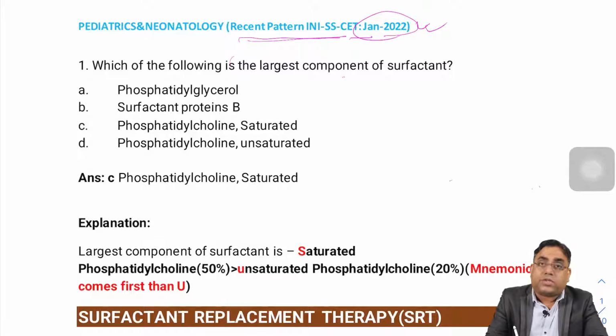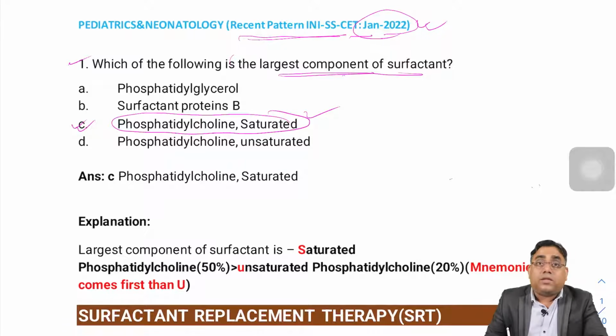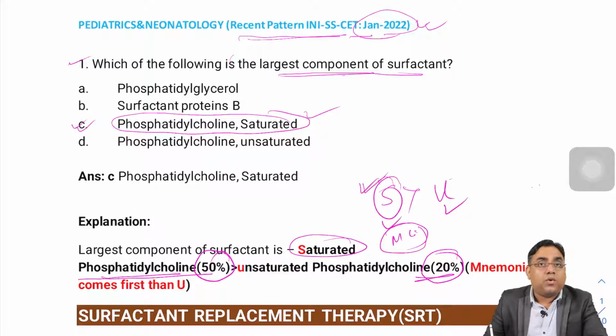And the first question: which of the following is the largest component of the surfactant? So the answer is saturated one. The largest component of surfactant, that is saturated phosphatidylcholine, accounts for 50%, more than the unsaturated, which is 20% only. For long term memory, saturated more than unsaturated. So S comes first, then U. So saturated is most common compared to unsaturated phosphatidylcholine.